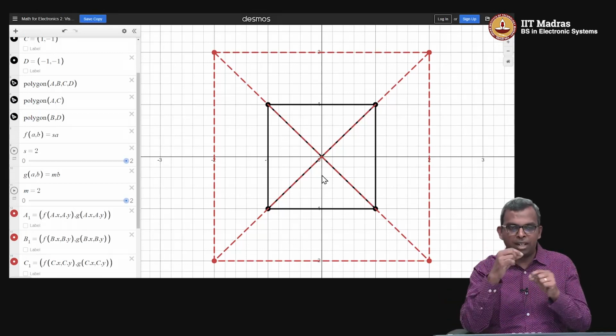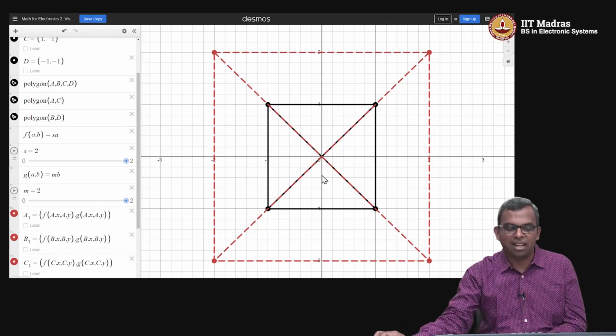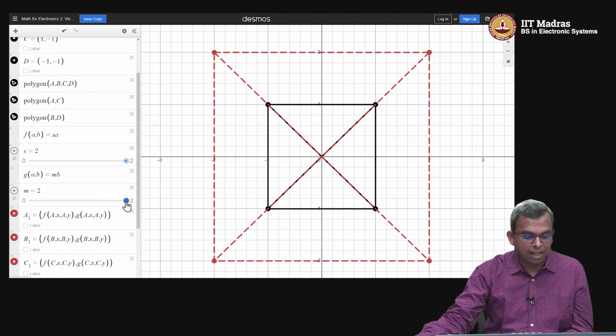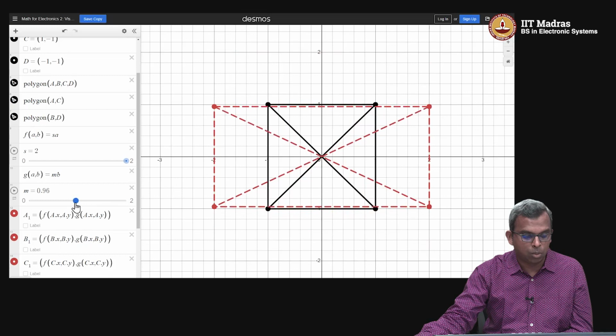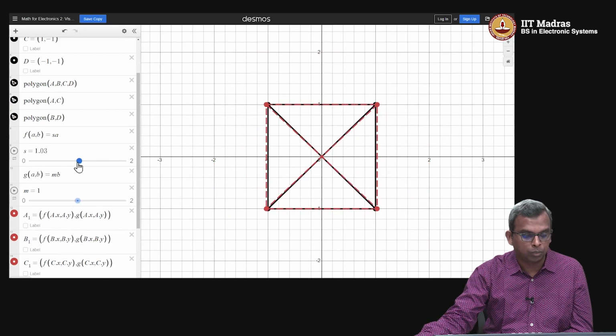When the gains are different, you start getting all these rectangles and all that. So, these are interesting illustrations. Let us go back to our 1 here, just to start from the basic. Okay. So, I am going to show you one more thing which is very interesting.